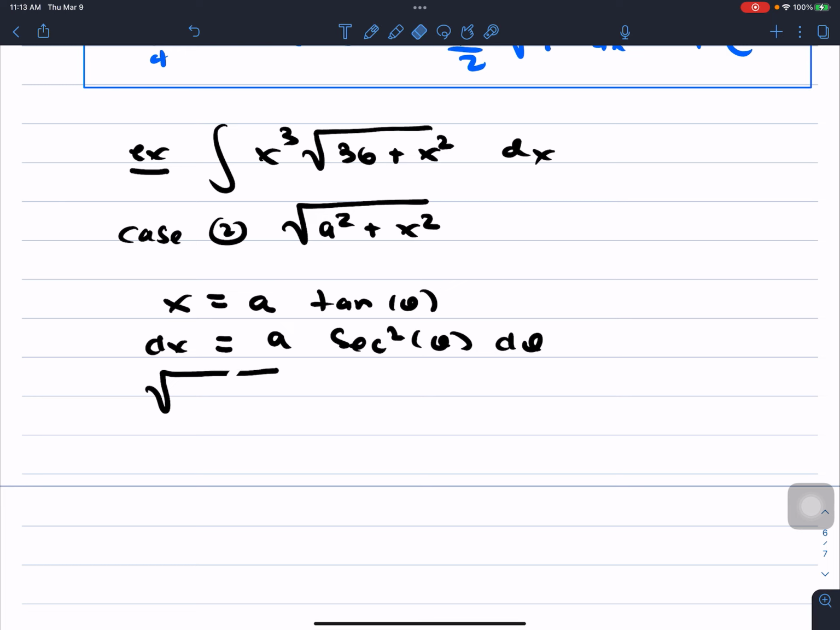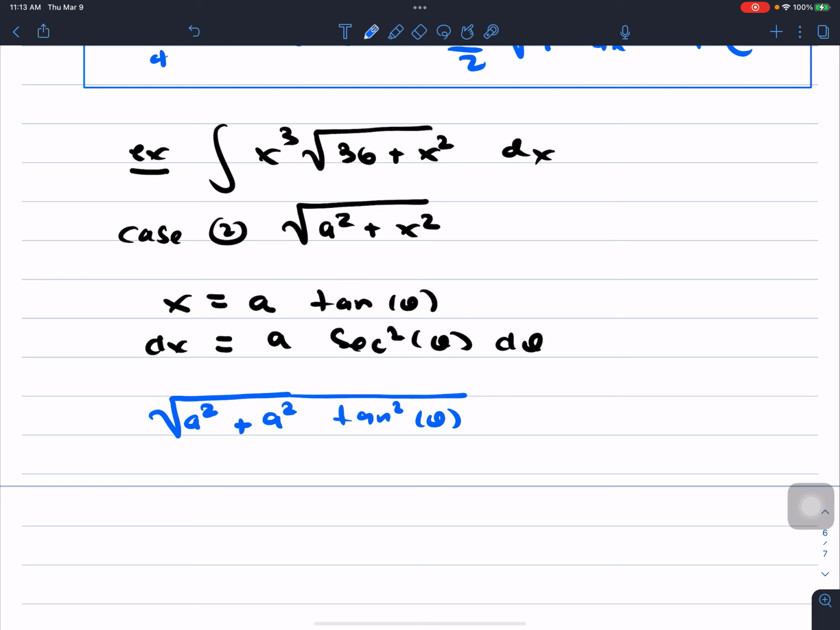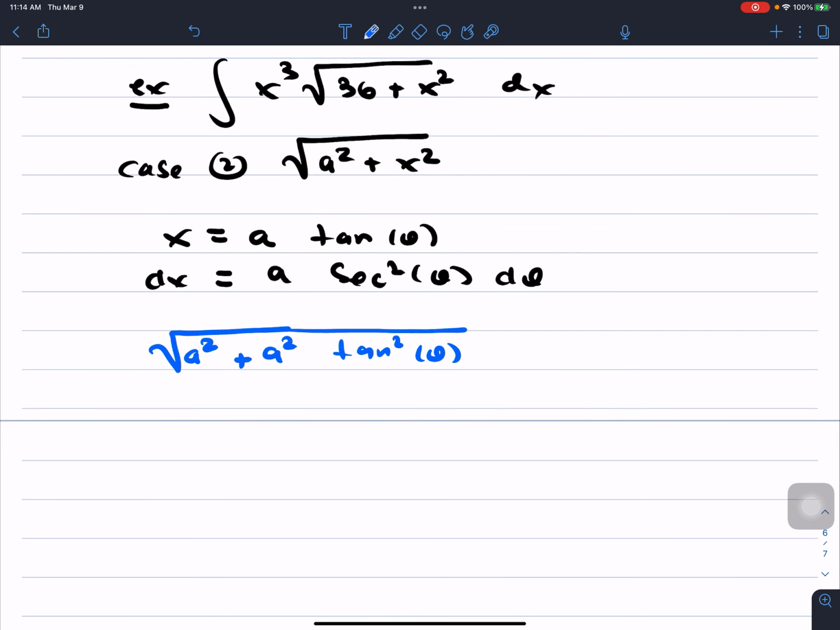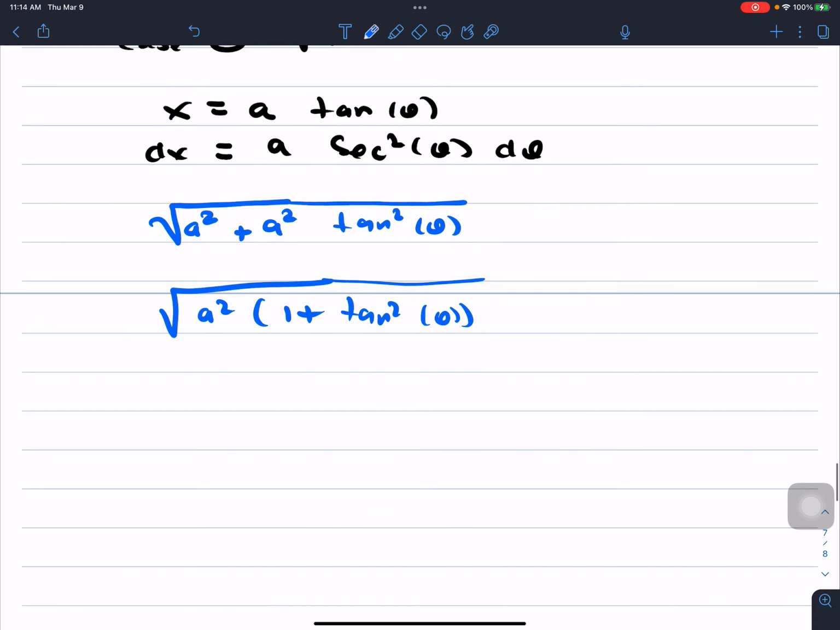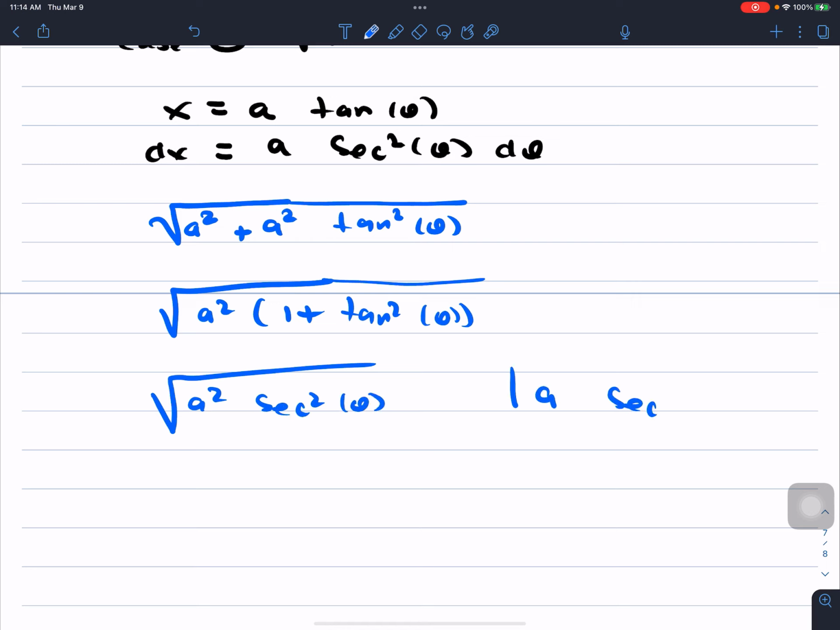Let me prove to you guys what happens with the radical just like before. Well, you got a squared plus, if x is a tangent theta, this is going to be a squared tangent squared theta. So this is a square root now of what? Factor out your a squared. You get 1 plus tangent squared theta. And use your Pythagorean identity. That's going to be a squared times secant squared theta, which means I have the absolute value of a secant theta.